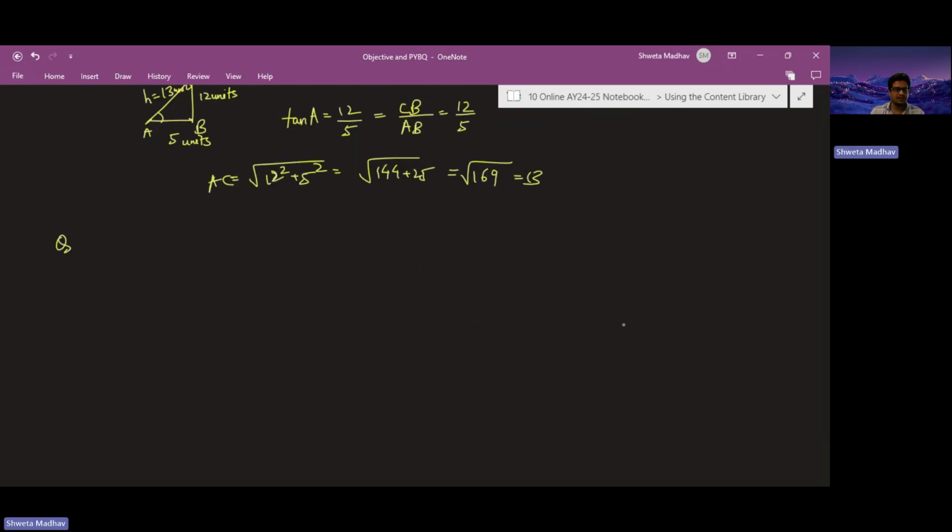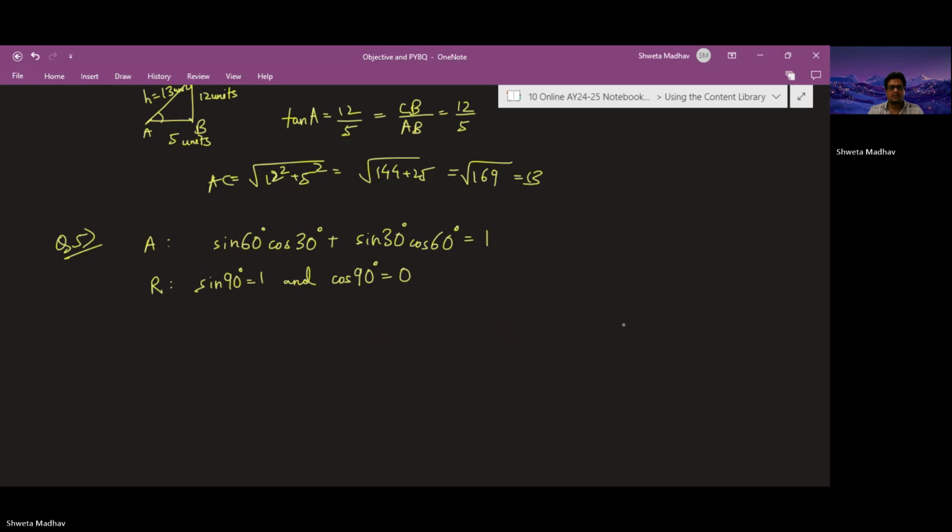Then in question number 5, the assertion is given as the value of sine 60 degree into cos 30 degree plus sine 30 degree into cos 60 degree is equal to 1. And the reason is given as sine 90 equals 1, and cos 90 equals 0. So the reason is obviously true, since sine 90 we know is 1 and cos 90 is also 0.